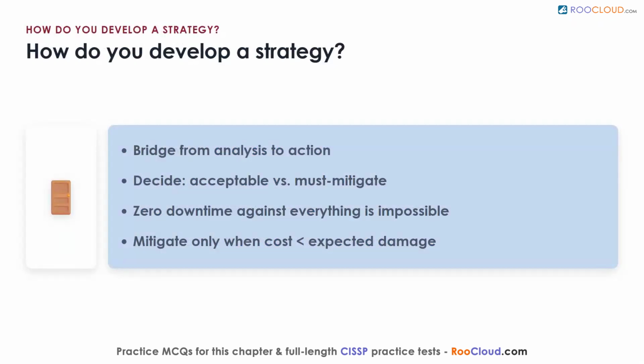How do you develop a strategy that decides which risks to fight? Strategy development is the bridge from analysis to action. You take the prioritized list and decide which risks the plan will actually address. You cannot defend against everything, because a zero downtime posture against every possible threat is simply impossible to fund. So you return to your maximum tolerable downtime estimates and sort each risk into acceptable or must mitigate.